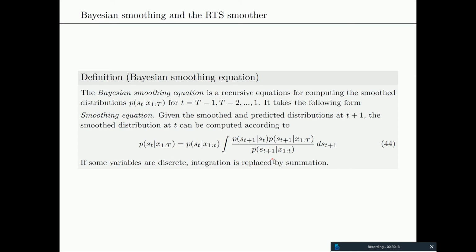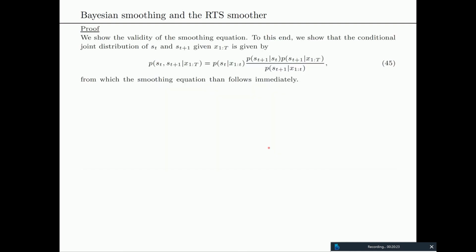But again, you have a recursive approach, but now you start from time points that are later in time, so you need the entire data. So this is about the validity of the smoothing equation. The first thing to consider: you want to find s_t given x_1 to big T. What is relatively easy to show is that the joint distribution of s_t and s_{t+1} given x_1 to t you can write as follows.